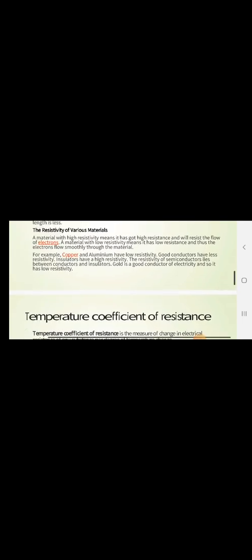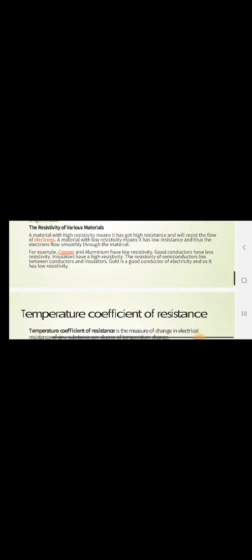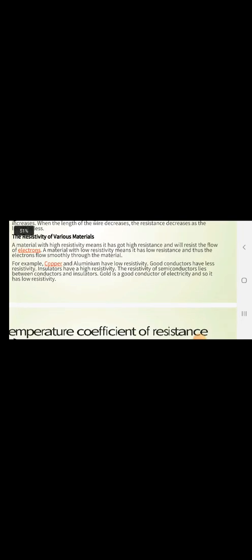Now, the flow of electricity will be very easy in conductors. The materials with low resistance, low resistivity will have high conductivity. For example, here the resistivity of various materials. The materials with high resistivity has got high resistance and will resist the flow of electrons. A material with low resistivity has low resistance and thus the electrons flow smoothly through the material.